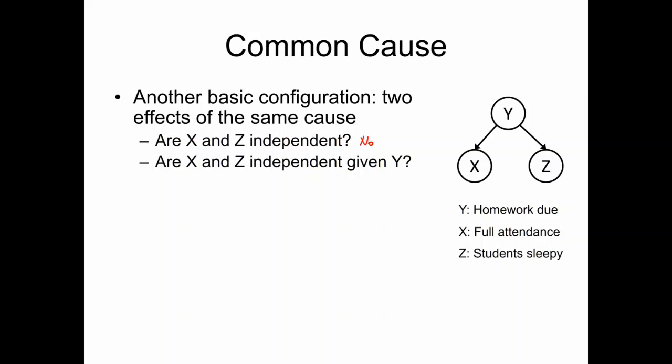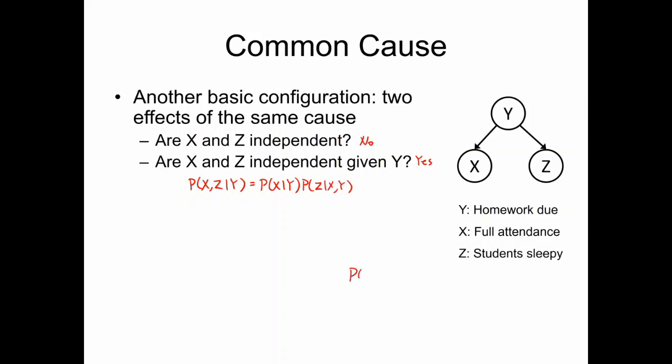Now, are x and z independent given y? The answer is yes. So once you know whether the homework was due the night before or not, knowing whether the class is full or not doesn't help us determine if the students are sleepy. We can again show this mathematically. The probability of x and z given y is the probability of x given y times probability of z given x and y.